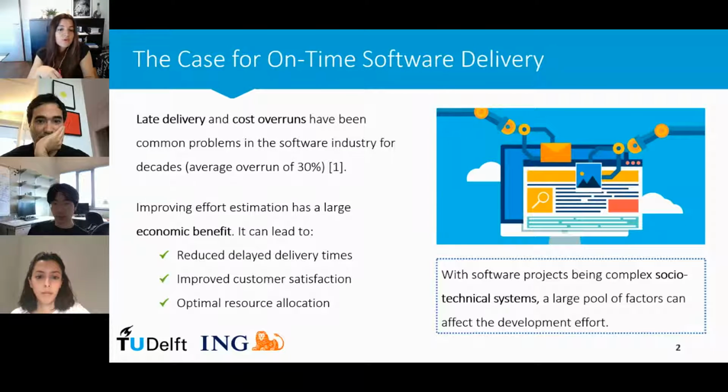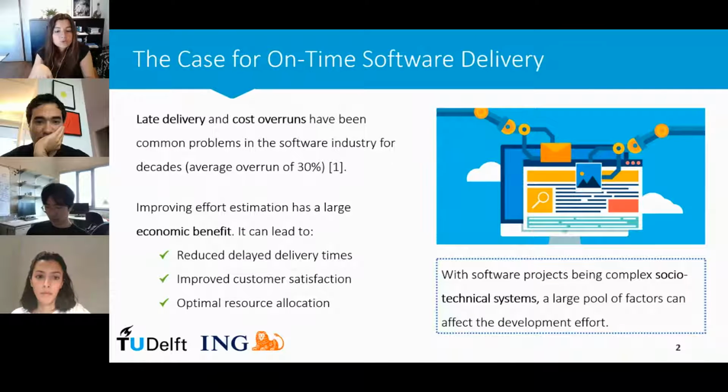To improve on-time software delivery, we need a good understanding of the factors that may influence effort. Previous research has identified a large number of factors, but which factors have the most impact is not clear. So we lack an understanding of the relationships between these factors and how they relate to on-time delivery.